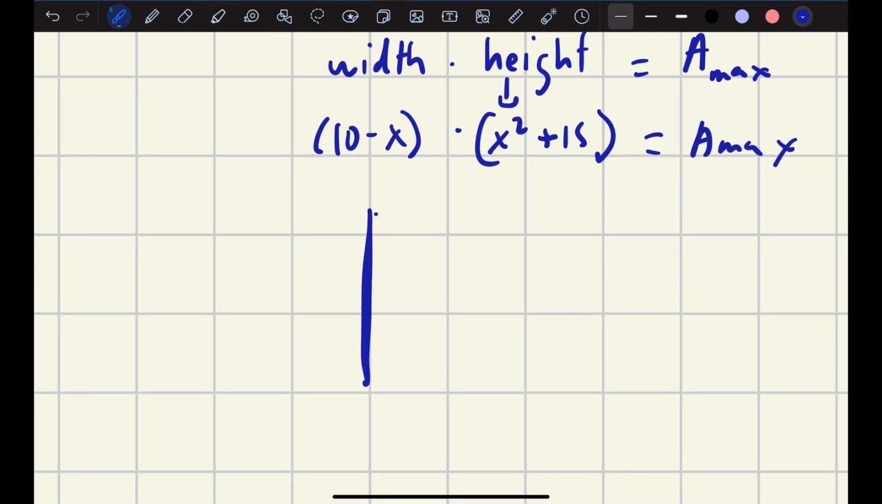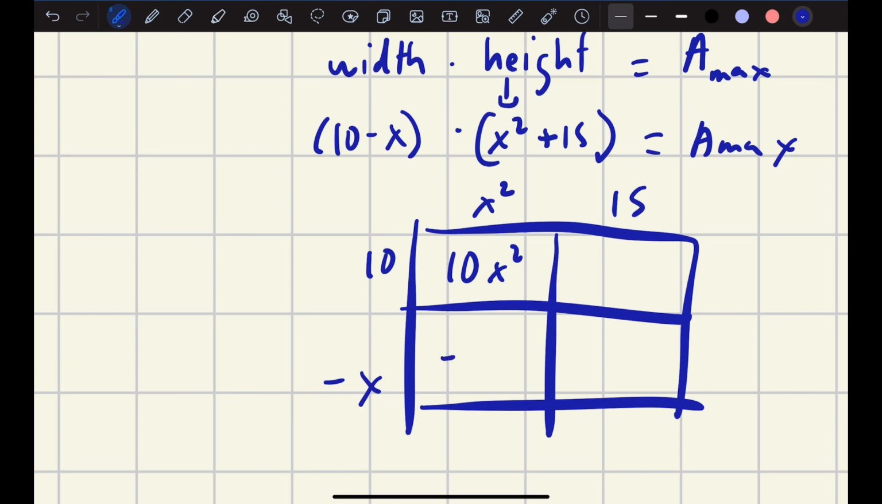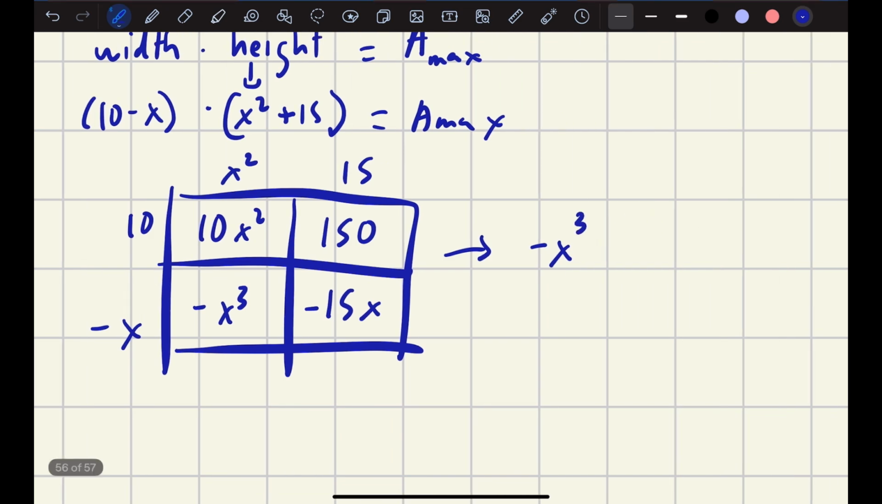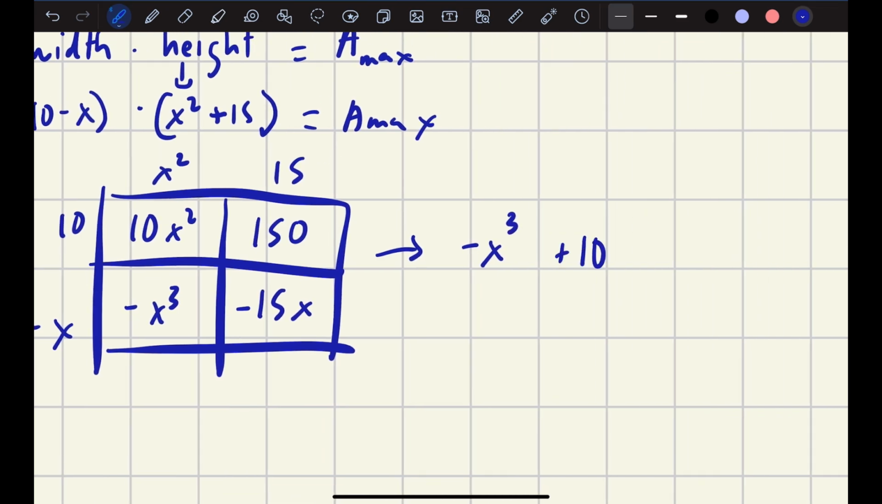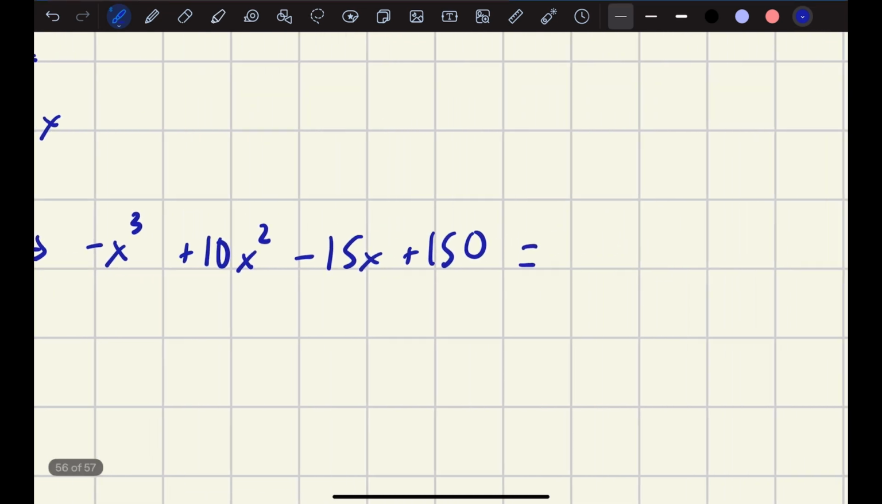So using this box strategy, because I just find this much simpler, 10 minus x, so this is going to be 10x squared. This is going to be negative x cubed. This is going to be 150. This is going to be negative 15x. And then we can write this as negative x cubed plus 10x squared minus 15x plus 150 is equal to area max.